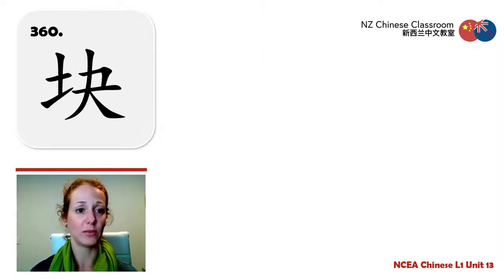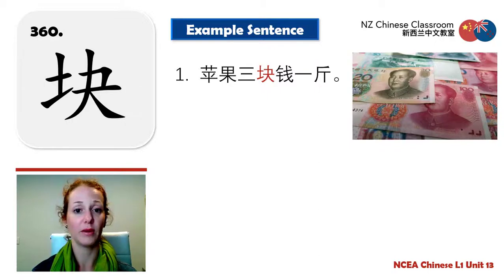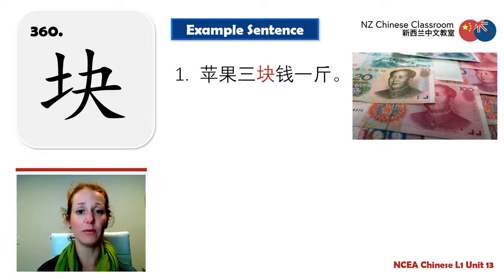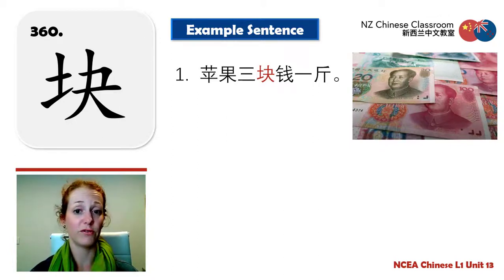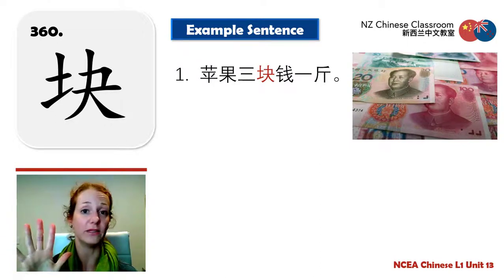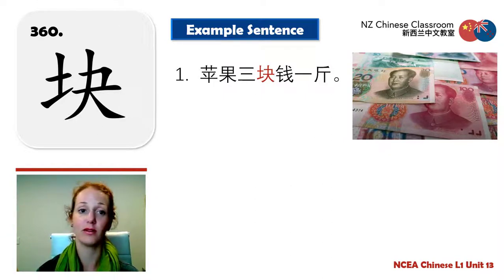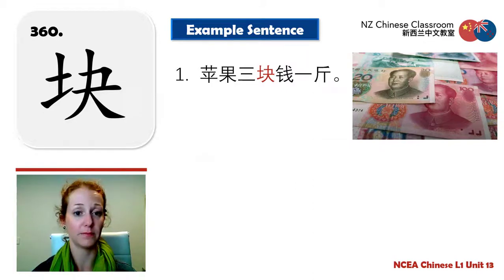Now what's the radical on this one? This is also 块. This is the earth radical. So 苹果3块钱一斤. Apples are 3 kuai for 1 jin, 500 grams. So it's a word for dollars, especially when you're speaking. How much? 多少钱? How much is it? 3块钱 or 5块钱 or 20块钱. But when you're writing, you write yuan, the more formal word for dollars.